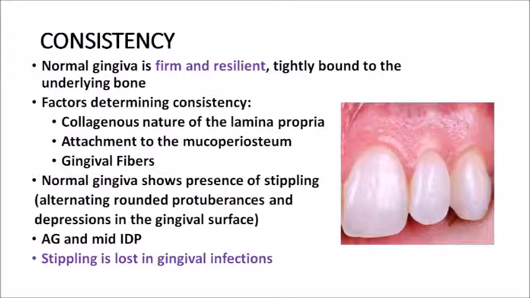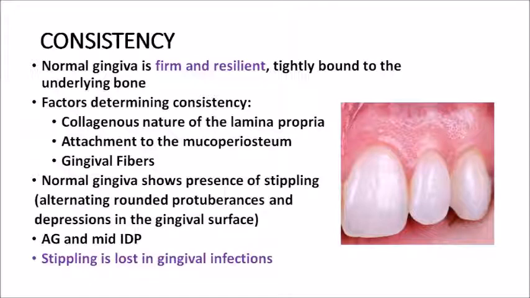Coming to consistency. The consistency of normal gingiva is firm and resilient, tightly bound to the underlying bone. The factors determining the consistency of gingiva are 3. Collagenous nature of the lamina propria: the collagenous nature of the connective tissue determines the consistency. Then attachment of the gingiva to the underlying mucoperiosteum and the presence of the gingival fibers. These 3 factors determine the consistency. The firm and resilient consistency is the normal consistency of the gingiva.